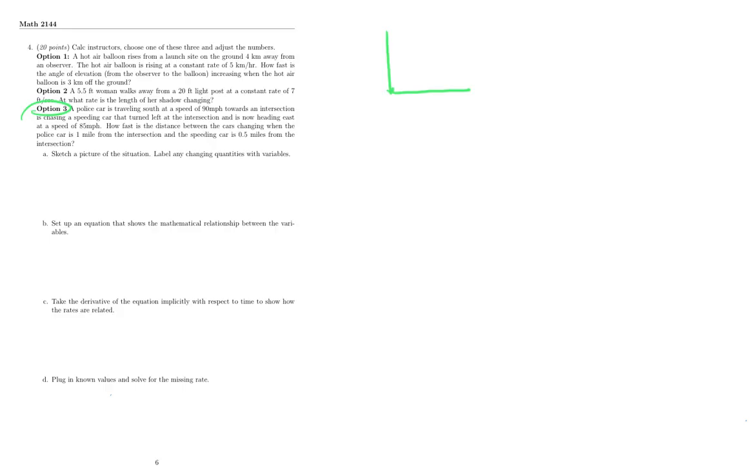And is now heading east at a speed of 85 miles per hour. So this is the cop car, and this is the speeding car, and this is the intersection. And so the distance between the cop car and the intersection is decreasing. So I can label that Y. And this distance between the speeding car and the intersection is increasing. I'll call that X. The question is, how fast is the distance between the cars changing when the police car is 1 mile? So we're looking for this distance between, so we'll call that Z.